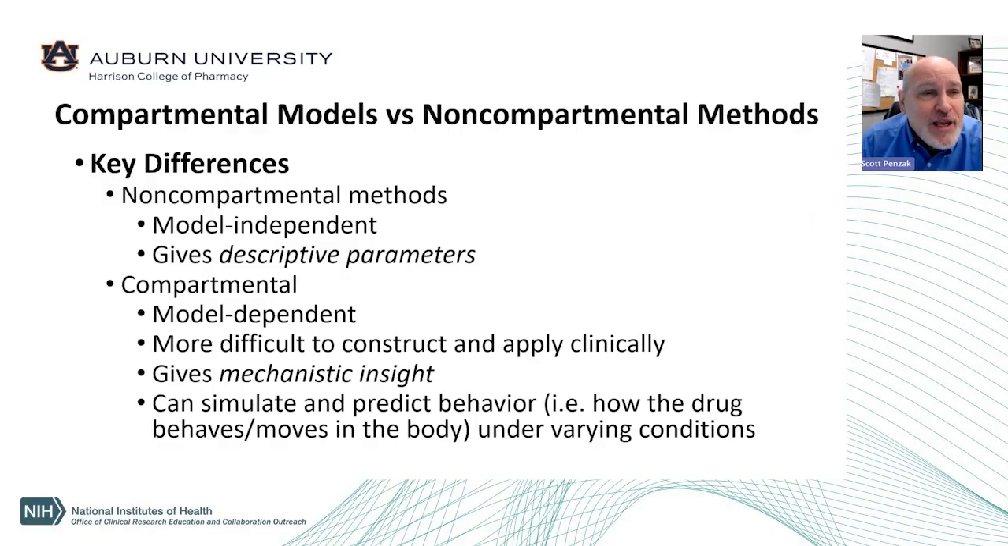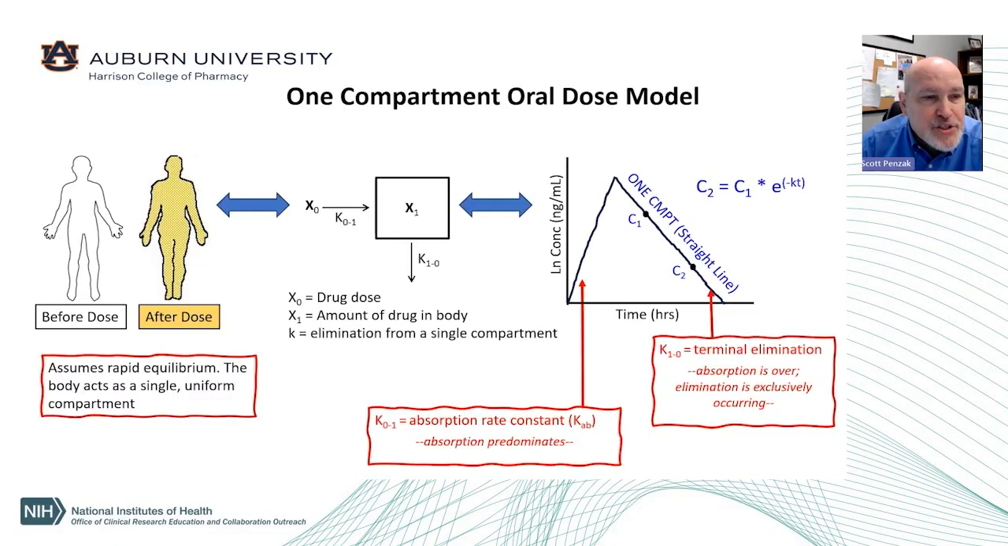All right, so we're looking at the key differences in compartmental models versus non-compartmental methods. So non-compartmental methods are model independent, and they just give descriptive parameters. With compartmental modeling, it's model dependent. It's more difficult to construct and apply clinically. So that's one of the disadvantages. But one of the advantages, as we said, it gives mechanistic insight and can actually simulate and predict behavior and how these drugs behave and move throughout the body under varying conditions. And we'll talk about what some of those varying conditions might be.